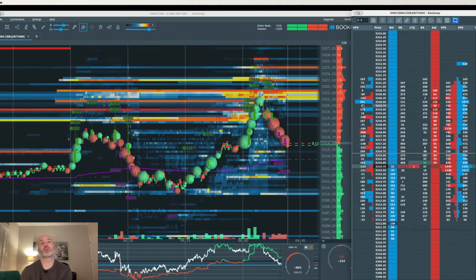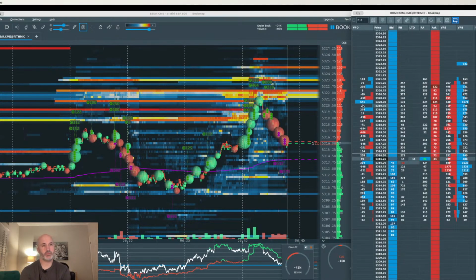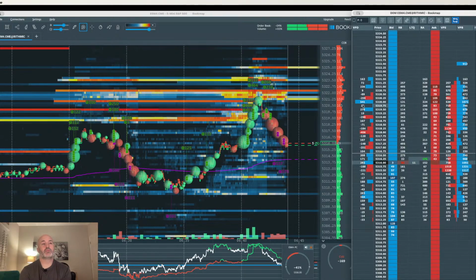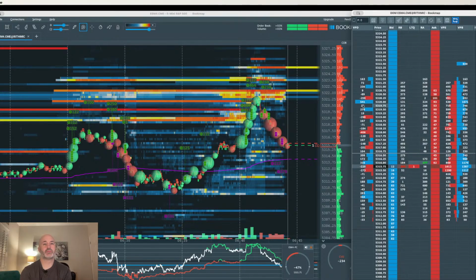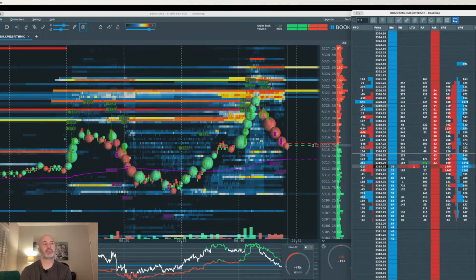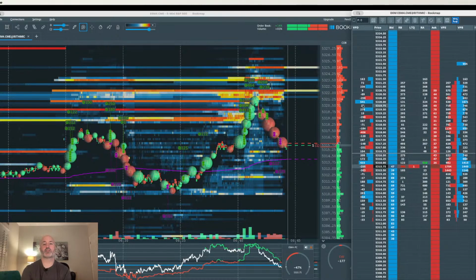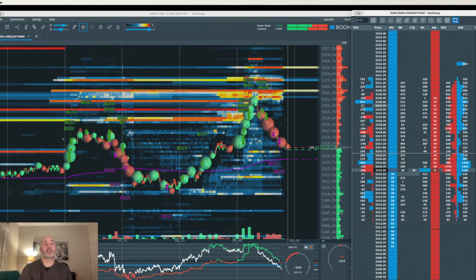Because if there wasn't, the price would continue to go up. So we tested all-time highs, made new highs at 5,321.25, and now sellers are stepping back in. Buyers have become a little disinterested. These are your classic fake outs. You hit an all-time high. You had a little all-time high earlier.